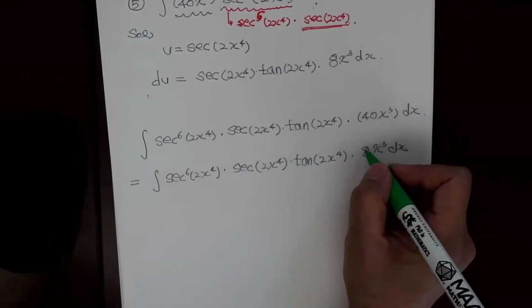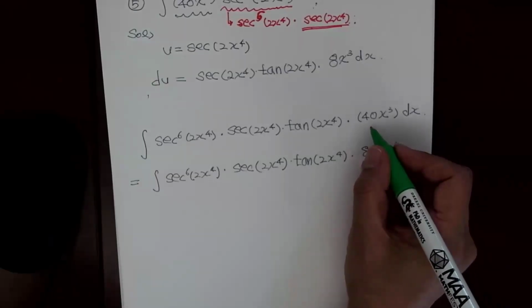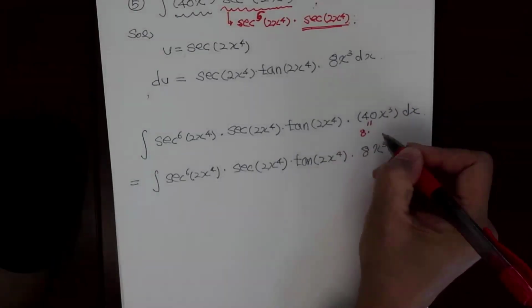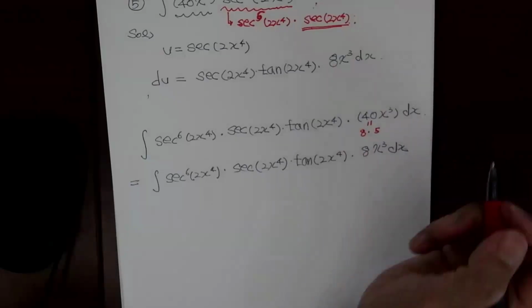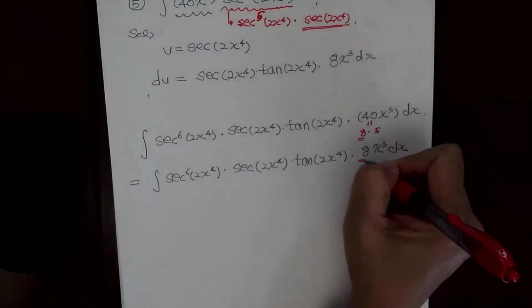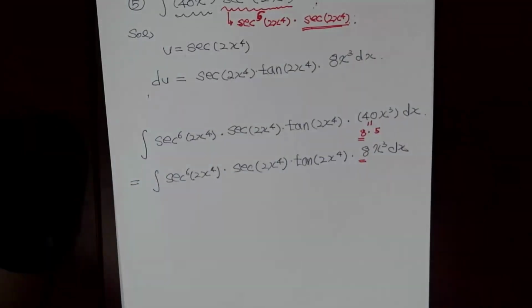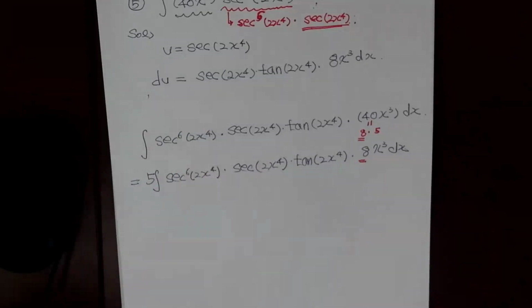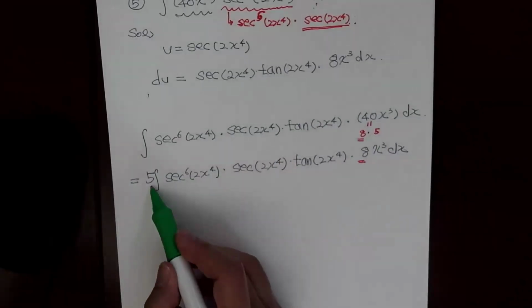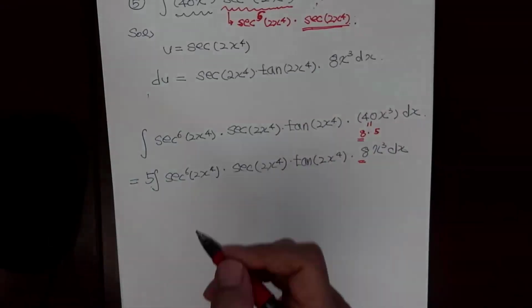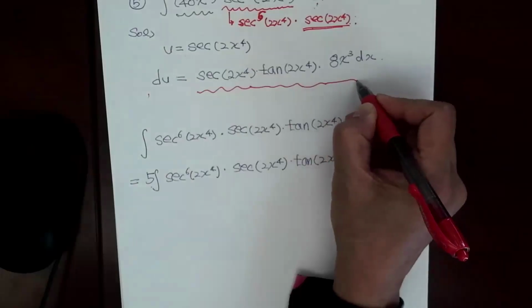The difference between this one and this one is 5, right? 40 is 8 times 5, right? And 8 is here and 5 is missing. So I would write 5 in front of integration. So those two are the same. 5 times 8 is 80. But the way I reorganized is consistent with this part.